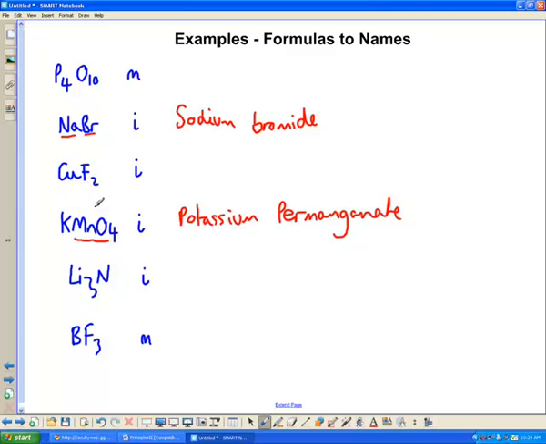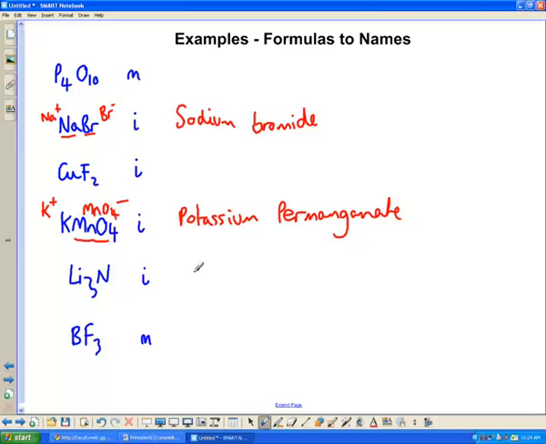Notice that the table said the MnO4 had a charge of -1. The potassium has a charge of +1, so those charges balance out. You've always got to make sure that your charges balance out. Br minus and Na plus.